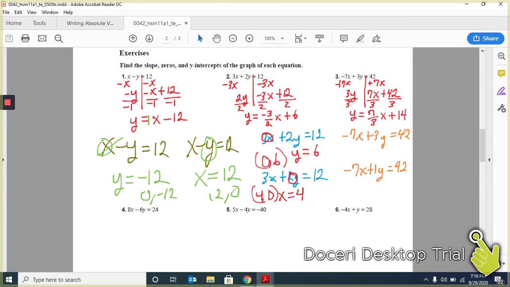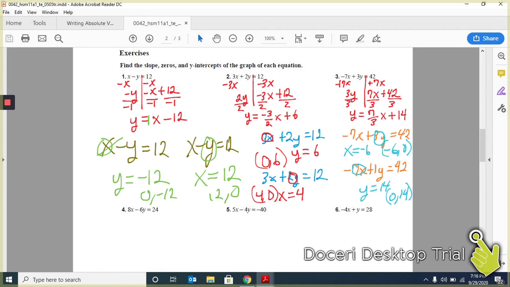So if I zero out this and divide by negative 7, my x is going to be negative 6. So my x-intercept would be negative 6, 0. If I zero this guy out, then divide by 3, then my y is going to equal 14, or 0, 14 for my y-intercept.